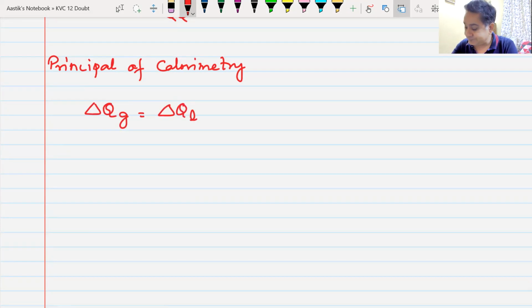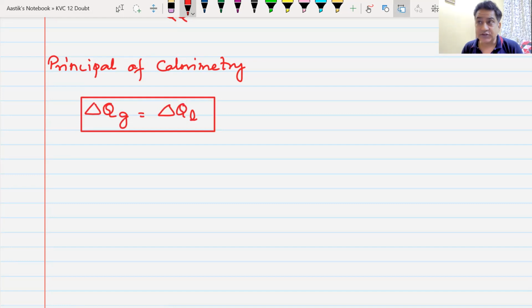We all know this, yes or no? Whenever heat transfer is taking place, one body is gaining heat, the other body is losing it or rejecting it. Whatever I am gaining is being rejected by some other body. So heat lost is equal to heat gained. Do we understand this? This is known as the principle of calorimetry.